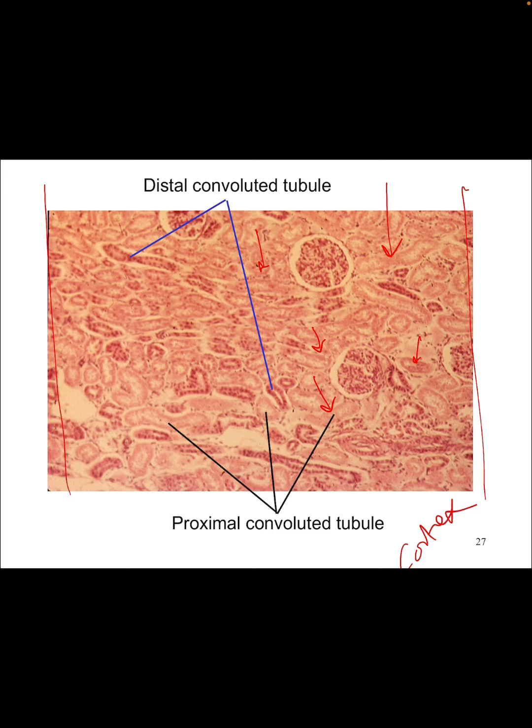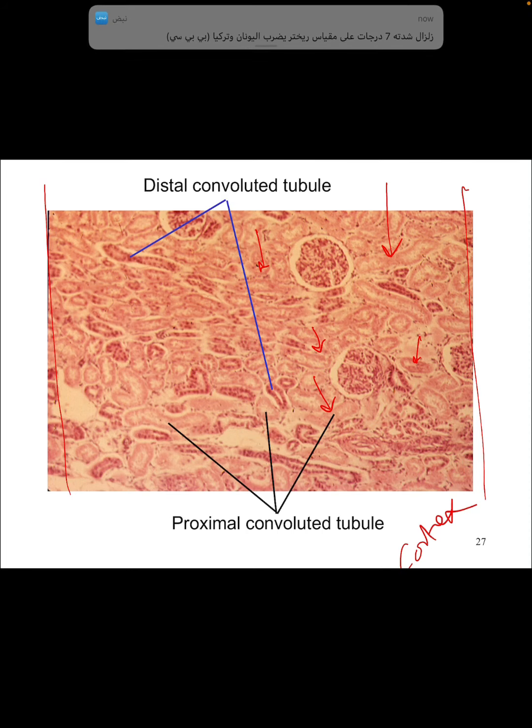Also, we can see the distal convoluted tubules, but notice the difference here, that the profiles of the proximal convoluted tubules are more numerous than the distal convoluted tubules. The reason for that is that the proximal convoluted tubule is longer than the distal convoluted tubule. The other thing, see the lumen here?